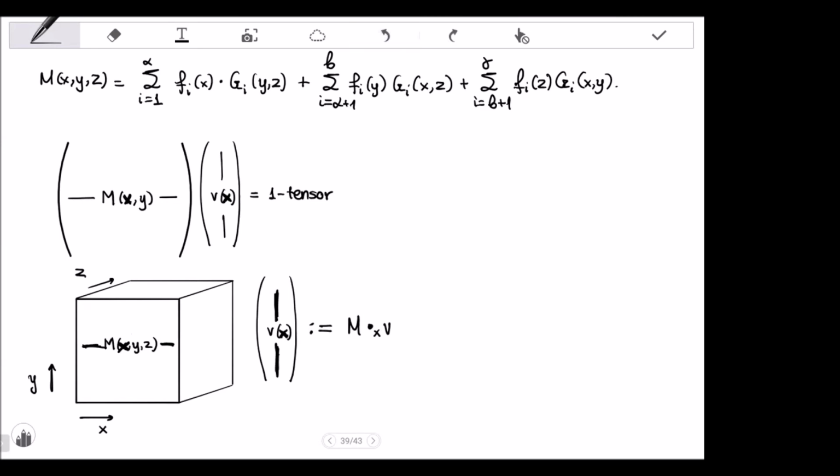Okay, I'll write it out in a moment, but what is the point here? When you test this three-dimensional matrix against the vector, you're going to get a tensor that depends on y and z. That's a 2 tensor. So the multiplication reduces the dimensionality by 1. In other words, it's a matrix. It's a standard matrix, the things that we understand.